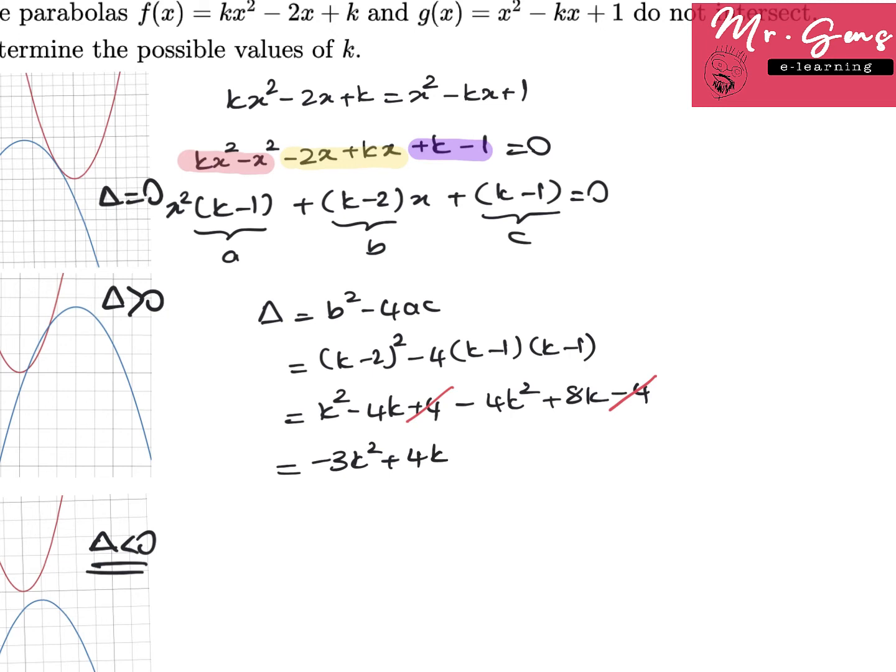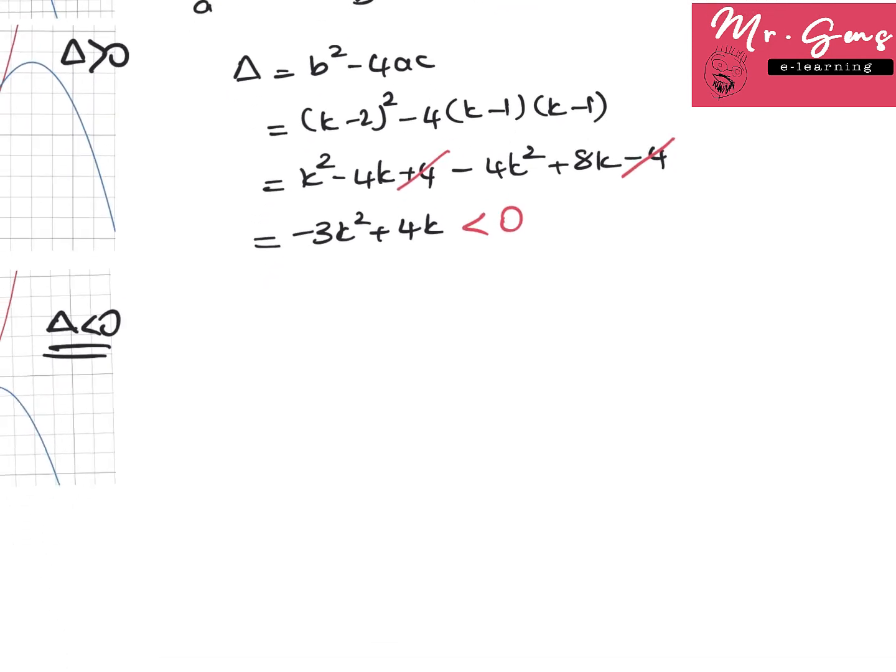Remember, we are looking for k values to make the delta less than 0. So we have two options. We can just factorize these quadratics. After this stage, it's up to you. You can try to sketch the graph, or you can use a sign diagram.